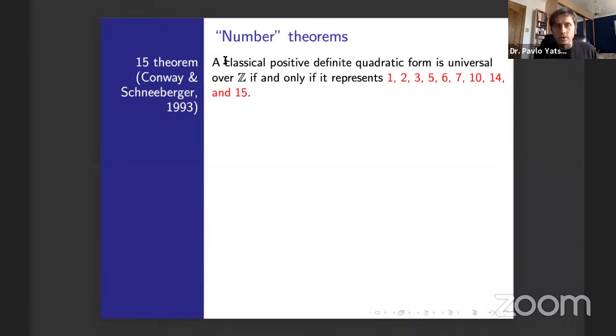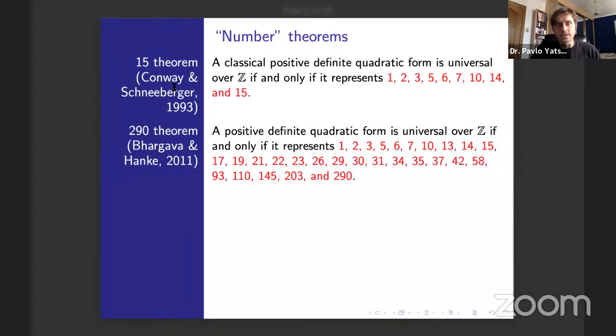I want to highlight that here we have the classical condition, and we do need classical in this case. If you take away classical and just ask for the form to be integral, then it becomes quite a bit more difficult. This is known as the 290 theorem, which was proven by Bhargava and Hanke. It says that if we take away this classical restriction, we need to check integers between 1 and 290.